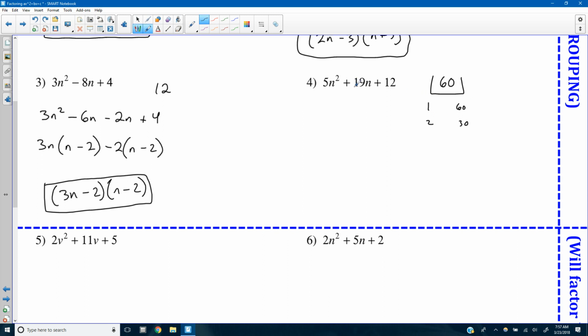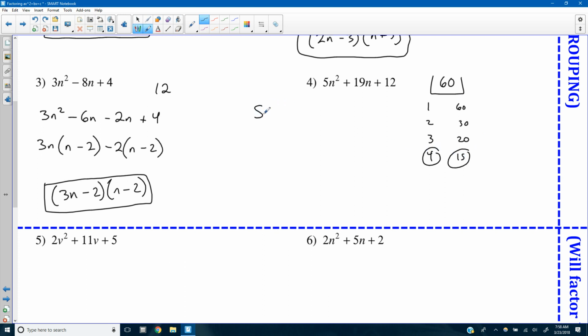By the way, I'm going to mentally add these in my head. 1 plus 60 is 61, no. 2 plus 30 is 32, no. 3 plus 20 is 23, no. But getting close. 4 times 15 is 19. Okay, 4 and 15. There they are.